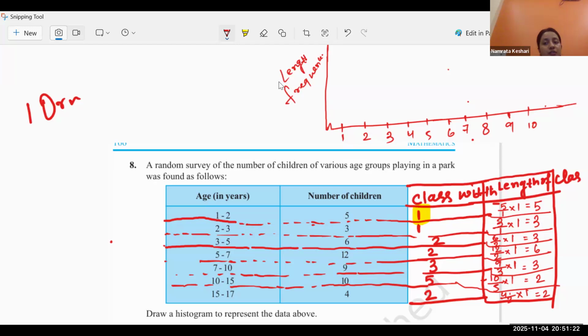The change in length is what we will be using. This length, the last column, is what we will use while plotting the histogram. So for 1 to 2 it was 5, currently also it is 5, so it will go till 5. Then for 2 to 3 it was 3, and now also it is 3, so we'll be going till 3. Then for 3 to 5 it was 6, but now it is just 3. So yes, the current one you have to take, not the previous one.